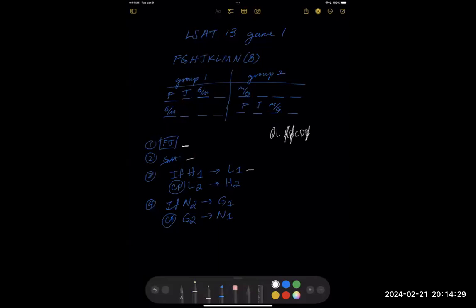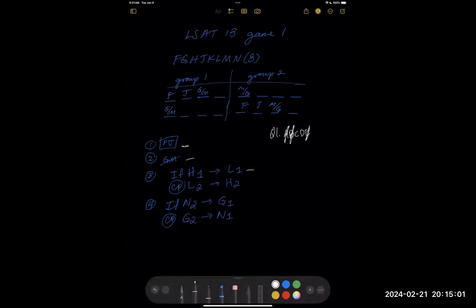Rule 4, if N is in 2, then G should be in 1. And if G is in 2, then N should be in 1. So what that tells me is that at least one of these two has to be in group 1. I can't put both of them in group 2. If I put N in group 2, that pushes G into group 1. If I put G in group 2, that pushes N into group 1. So I have to see at least one of them in this group.